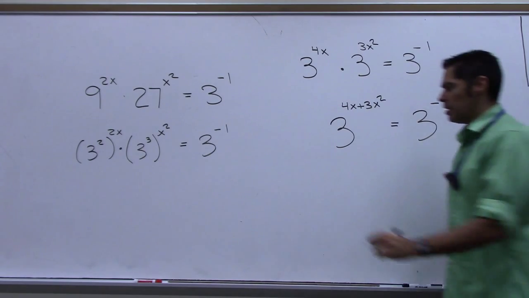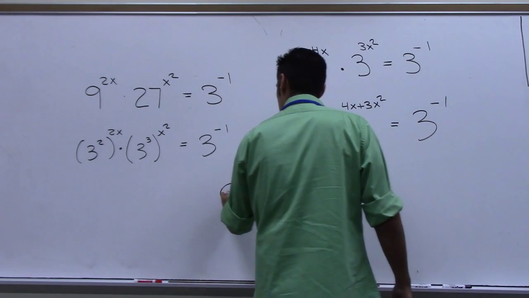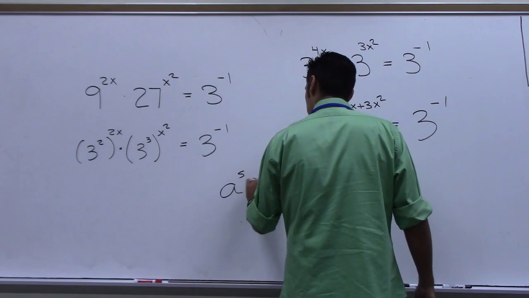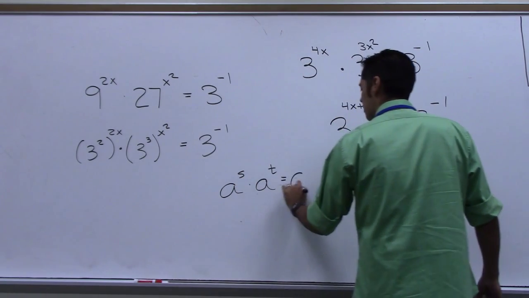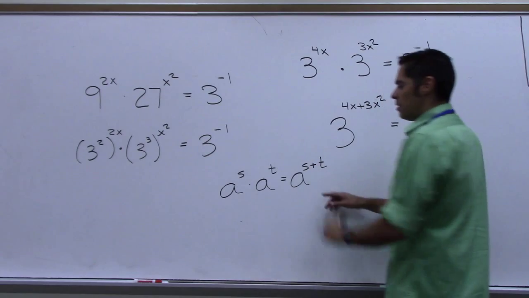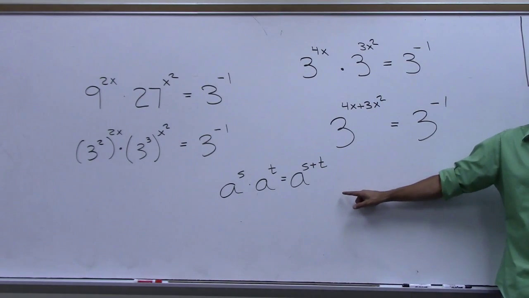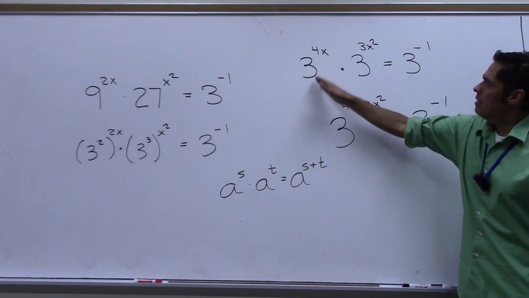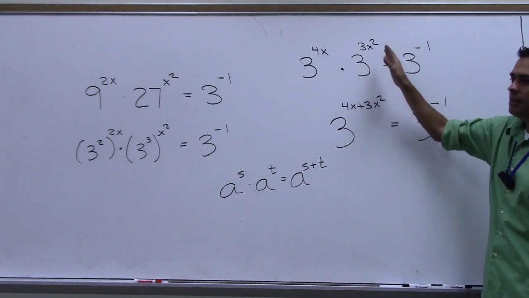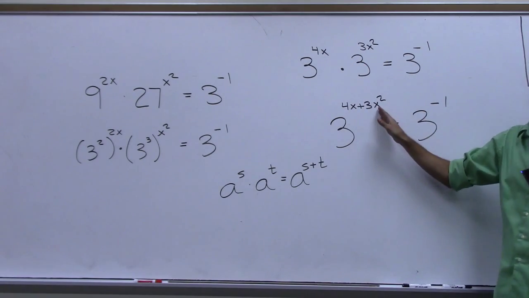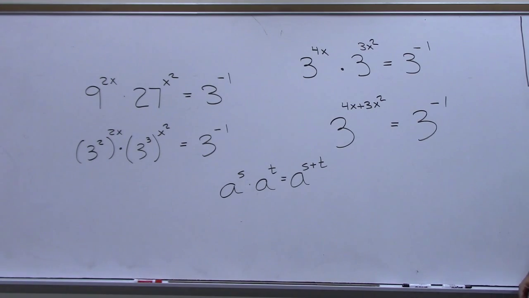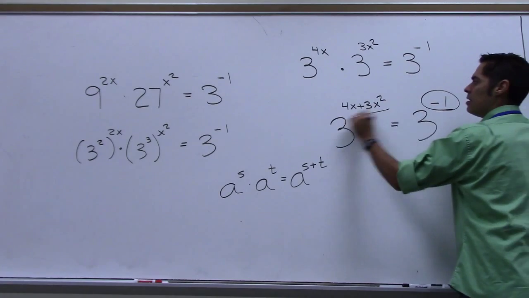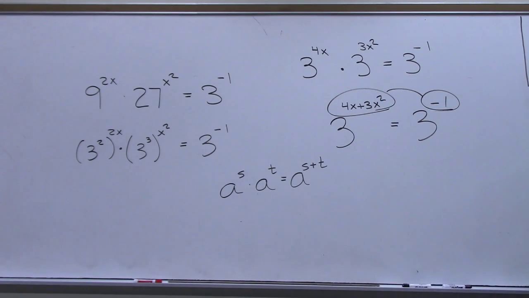Y'all told me this earlier, that if I had a to the s times a to the t, that it was a to the s plus t. That's what y'all said earlier. Y'all agreed with me on that. And that's basically what I have here. I have a to the s times a to the t is a to the s plus t. Now can I just match up the exponents? Yes, this and this have to be equal in order for those two sides to be equal.